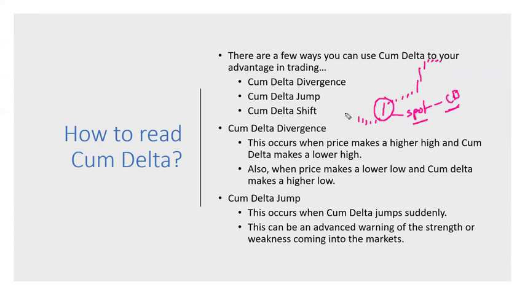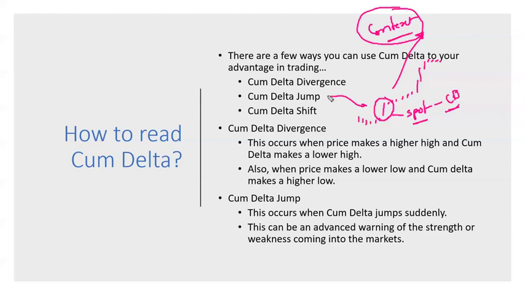Once again, if your context reading is correct, these jumps can be very helpful in identifying whether we are entering a trending phase or not. Once again, context is the king. If you nail this context, this delta jump can be a valuable asset for you. It is like an advanced warning of strength or weakness coming into the markets. You can use certain filters, as in other supporting indicators, to filter out whether you should pay attention to this jump or not. We will look at that when we go to the example.